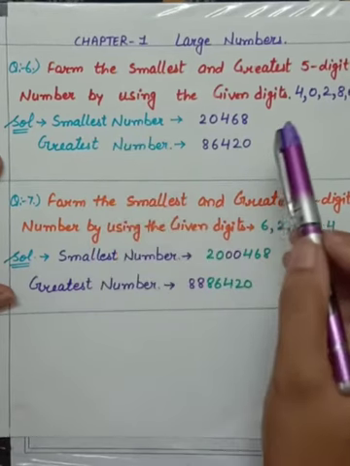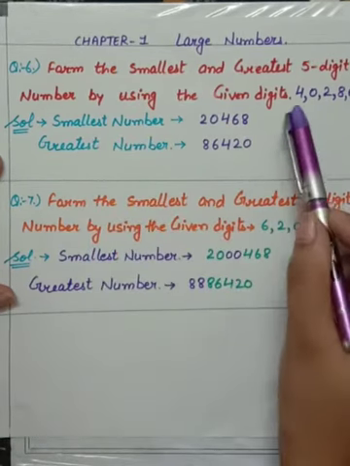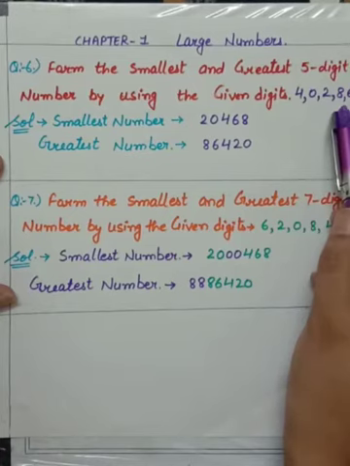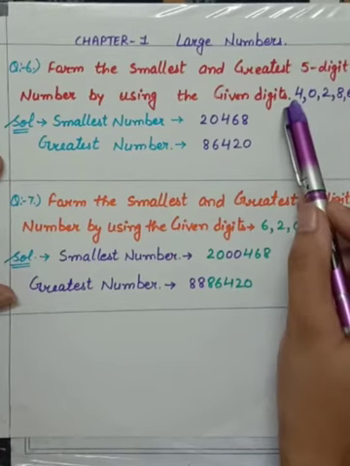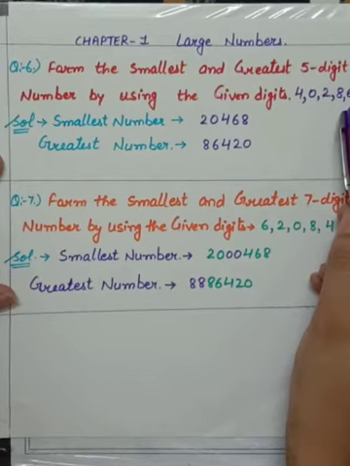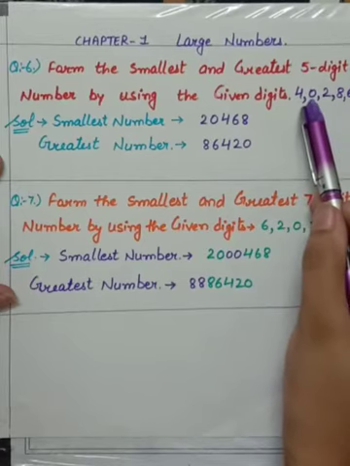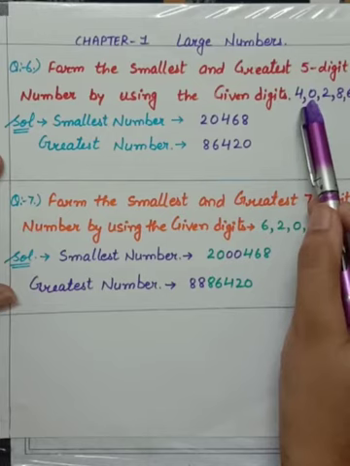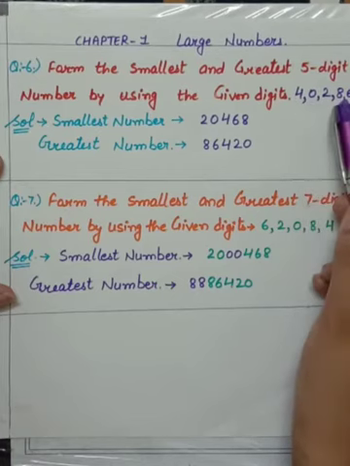To write the smallest number, arrange all the given digits in ascending order. See here, which number is the smallest digit? Here 0 is the smallest, but children, we can't start a number with 0. Front side we can't write 0, so we will write the next smallest number in the first place.